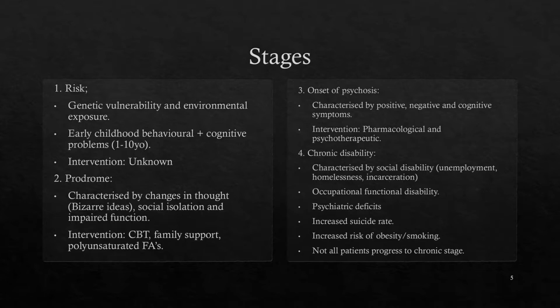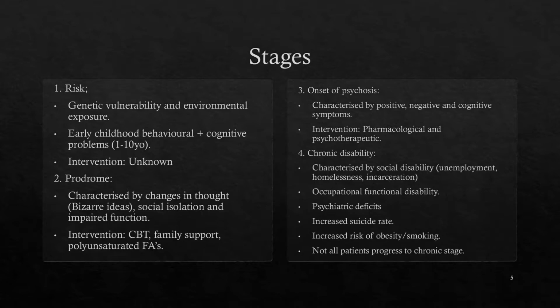Under stages of schizophrenia, it is generally divided into 4 stages, which represent the natural progression of the illness. Stage 1 is where there are only risk factors present, so the patient is asymptomatic. These risks include a genetic vulnerability and environmental exposure, and early childhood behavioral and cognitive problems. At that stage, there are no known interventions.